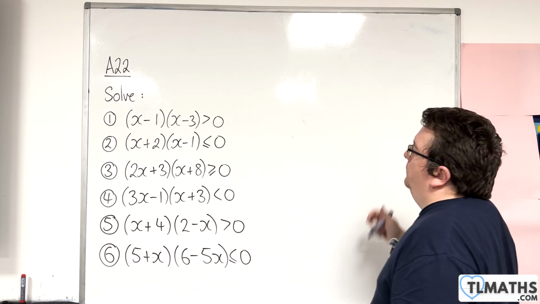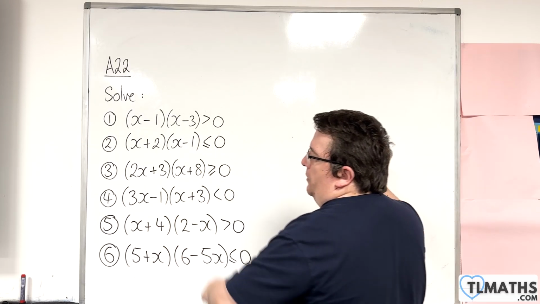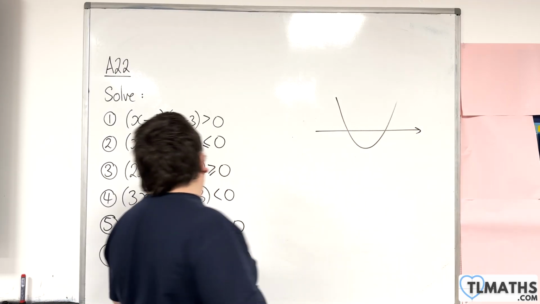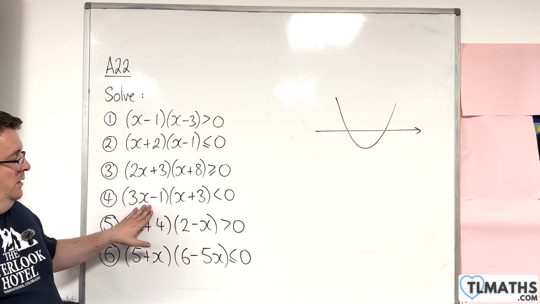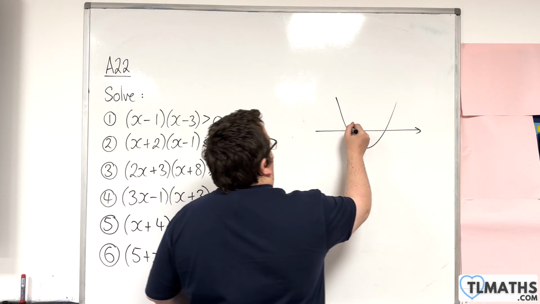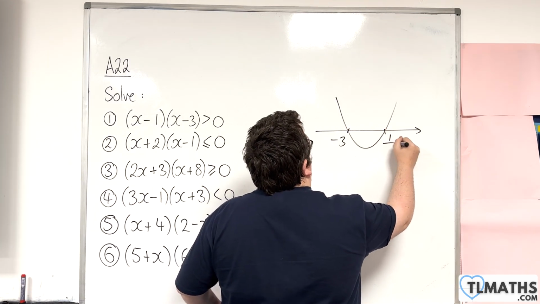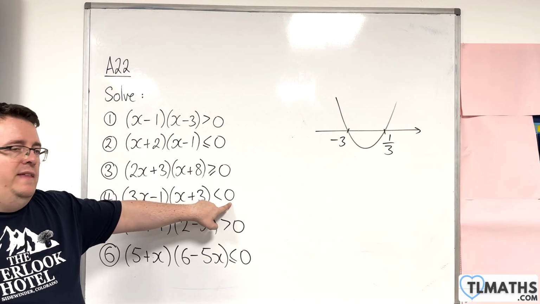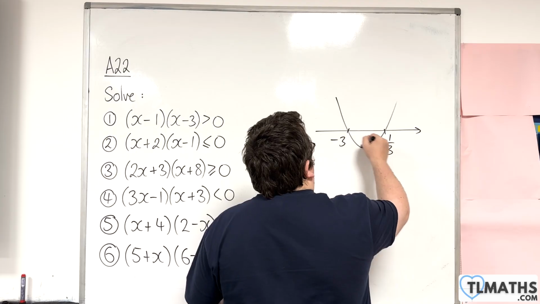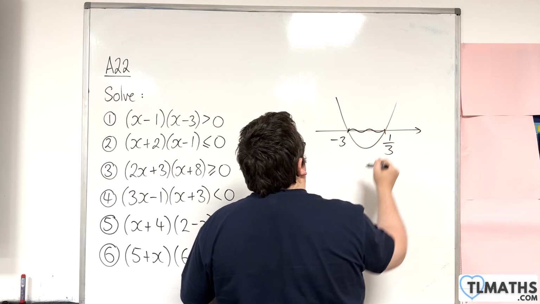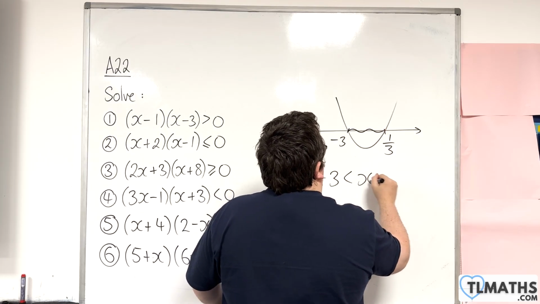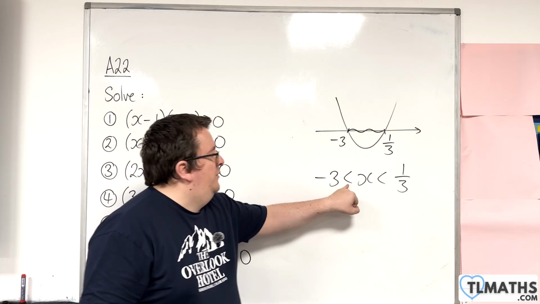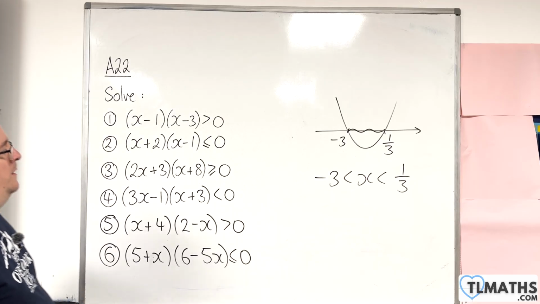Right, number 4, if I multiply this out, I'd have 3x squared, so that'd be a positive parabola. And that's going through 1/3 and minus 3. So minus 3, 1/3. Where is the parabola below the x-axis? It's below it here. So between the two values. So it's one region. And because these are strict inequalities, so must these be. Okay.